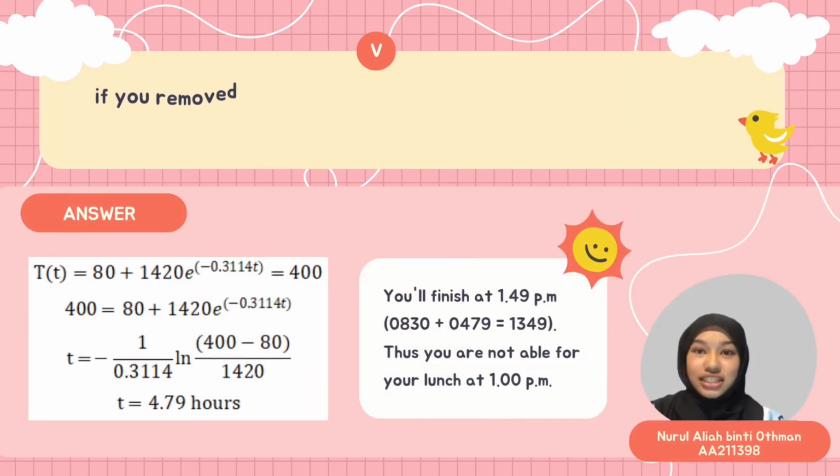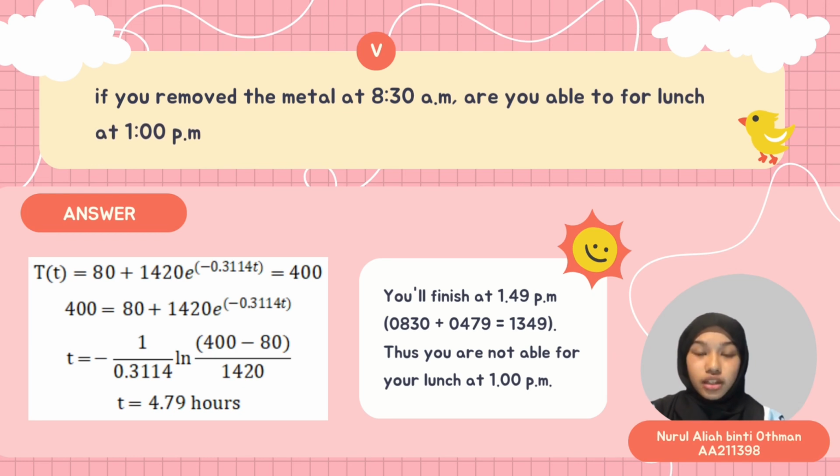The last question asks, if you remove the metal at 8:30 am, are you able to go for lunch at 1 pm? So we can use the temperature of the object that is provided in the question, and that is 400 Fahrenheit. Replace T with 400 in the equation 80 plus 1420 e^(-0.3114t). Solve it like usual and the answer is 4.79 hours. Last step is you need to add the hours to 8:30 am and we will finish at 1:49 pm. Thus, the conclusion is you are not able to go for lunch at 1 pm.